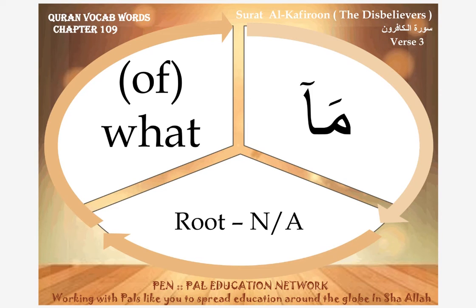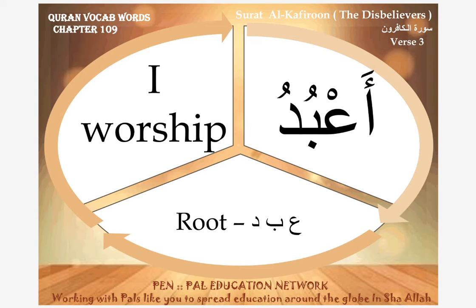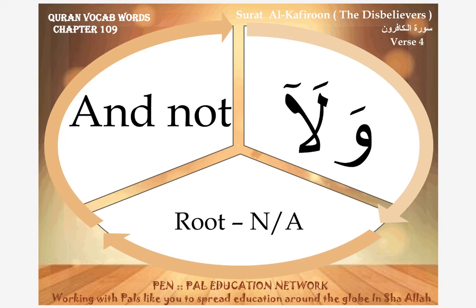The next word is ما, and it means of what, and there's no root word. The word after that is أعبدو, and it means I worship, and the root word is عين با دال. The next word is ولا. It means and not, and there's no root word.